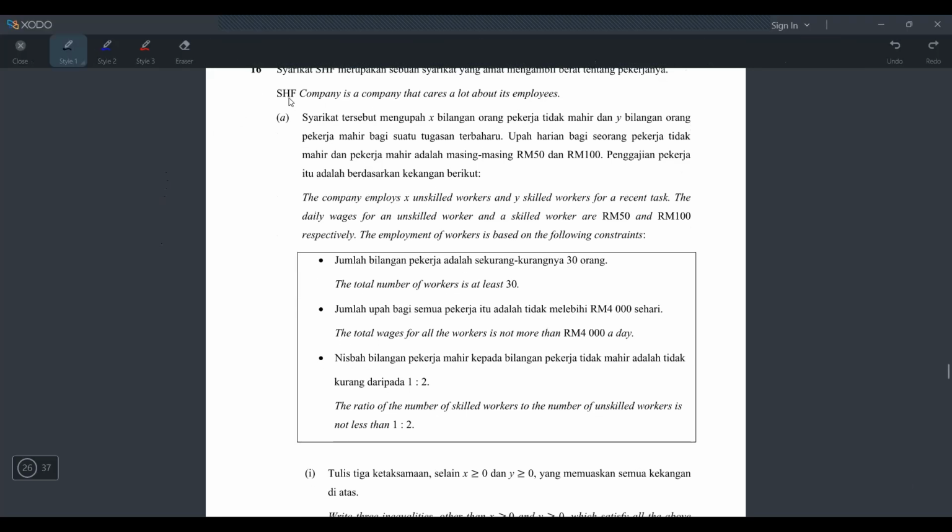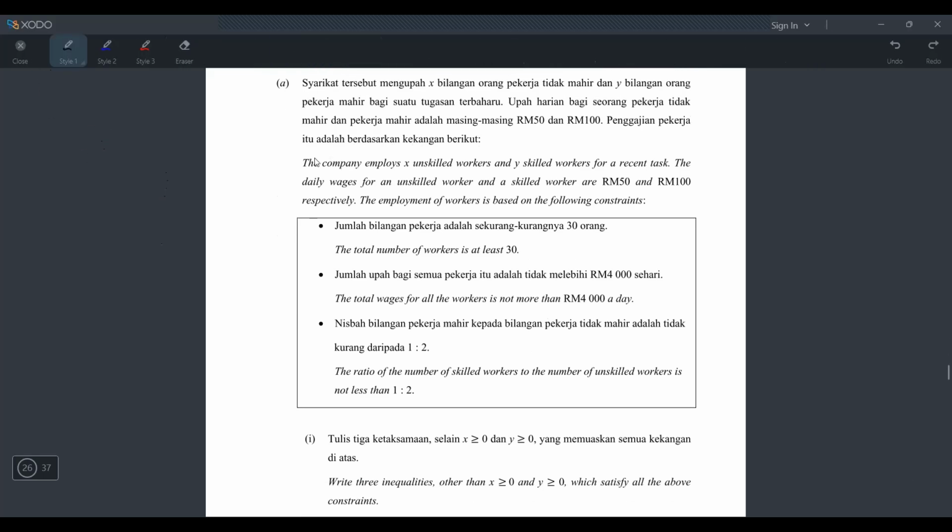Okay, let's read. Syarikat SHF is a company that cares a lot about its employees. Why do they need to mention this? This is so useless. I don't care that you care about your employees. So skip that, it's not important.